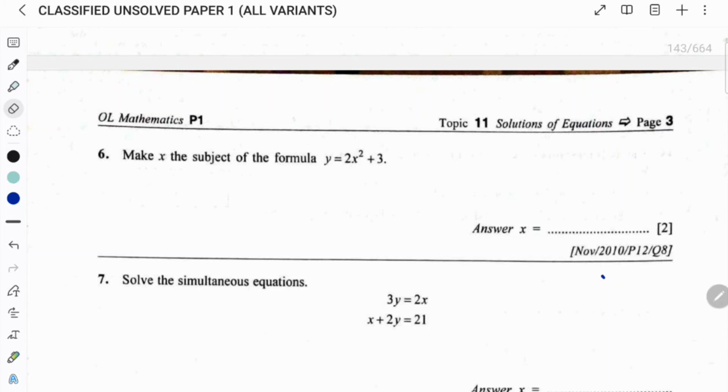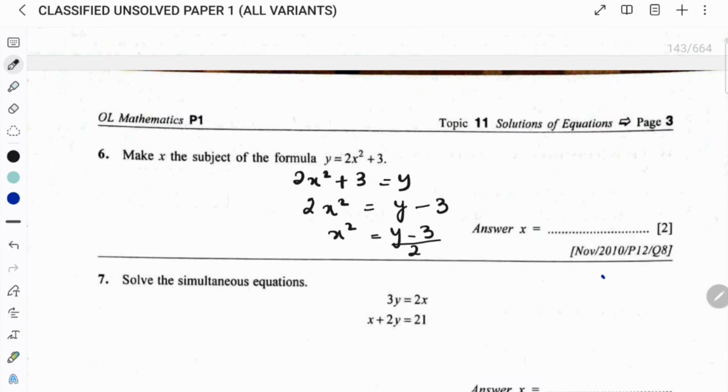So the next question is question 6. Make x the subject of the formula y equals 2x squared plus 3. So 2x squared plus 3 equals y, because we have to find out the value of x. That's why I'm writing it like this. Okay, so 2x squared is equal to y. It was plus, so it will become minus 3. So x squared is equal to (y minus 3) upon 2.